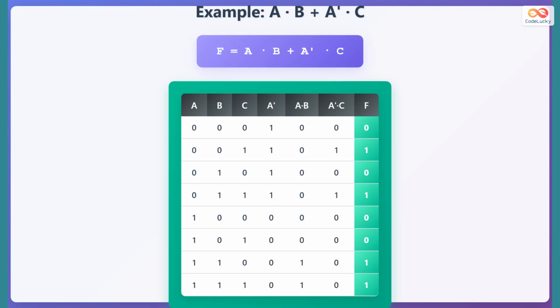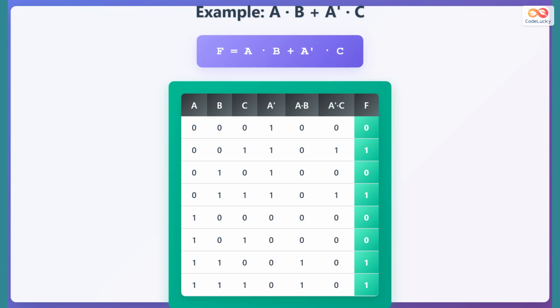Let's tackle a more complex expression. F equals A and B, or not A and C, or f equals A B plus A apostrophe dot C. The table includes columns for A, B, C, A and B, not A and C, and the final output f. We need to determine each intermediate value and the final output for all possible combinations of A, B, and C, which are 0 and 1. For the first row where A, B, and C are all 0, not A is 1, A and B is 0, not A and C is 0, and f is 0.